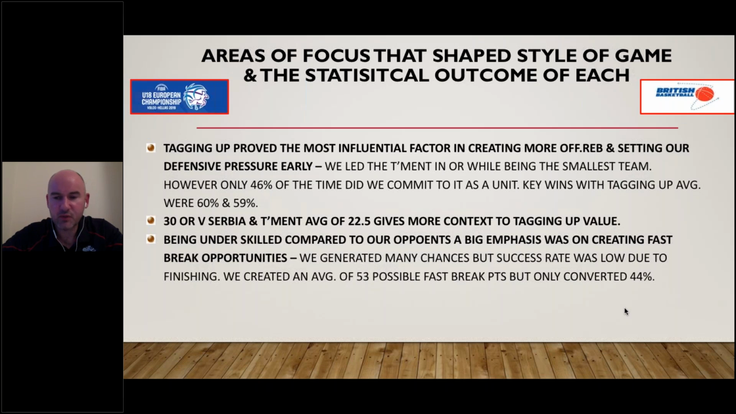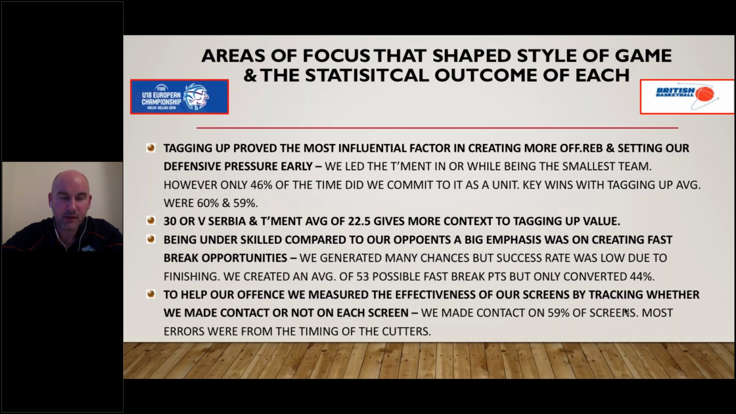Fast break opportunities, we created loads, but we were poor in finishing them. So we created an average of 53 possible points on the break. And that's if we converted 100%, but we were only converting 44% of our fast break opportunities, which tells you a couple of things. Turning the ball over in the break, poor decision making, and poor ability to finish around the basket.